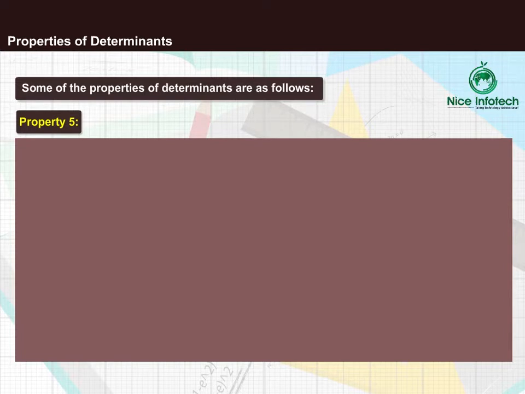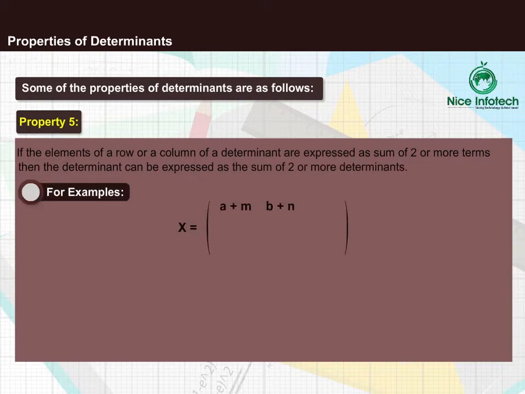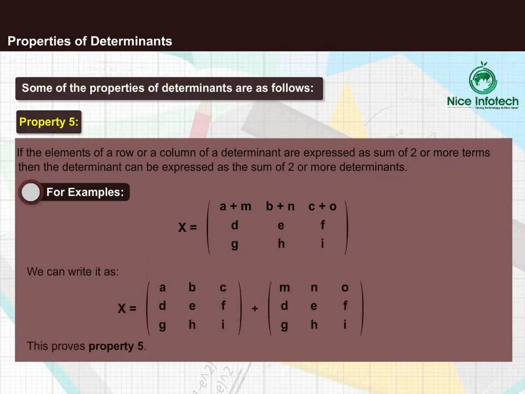Property 5. If the elements of a row or a column of a determinant are expressed as sum of two or more terms, then the determinant can be expressed as the sum of two or more determinants. For example, X is equal to, we can write it as, this proves property 5.